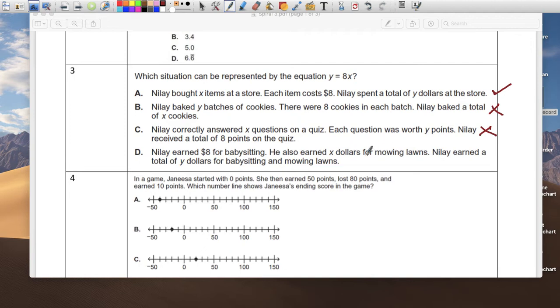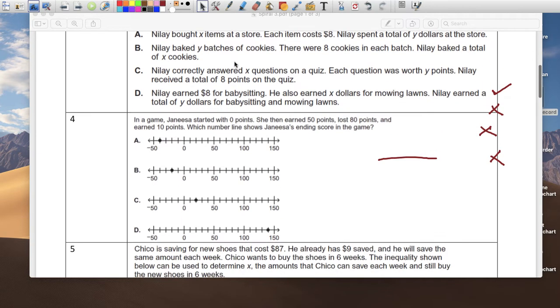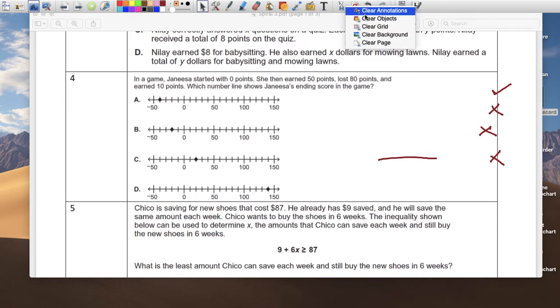So there's 2 things going on here. She earned a total of y dollars for babysitting and mowing lawns. Okay, so we don't know how much she got paid for mowing lawns. So this is definitely not it. So the answer is the letter A. Situation A is the only one that makes any sense.